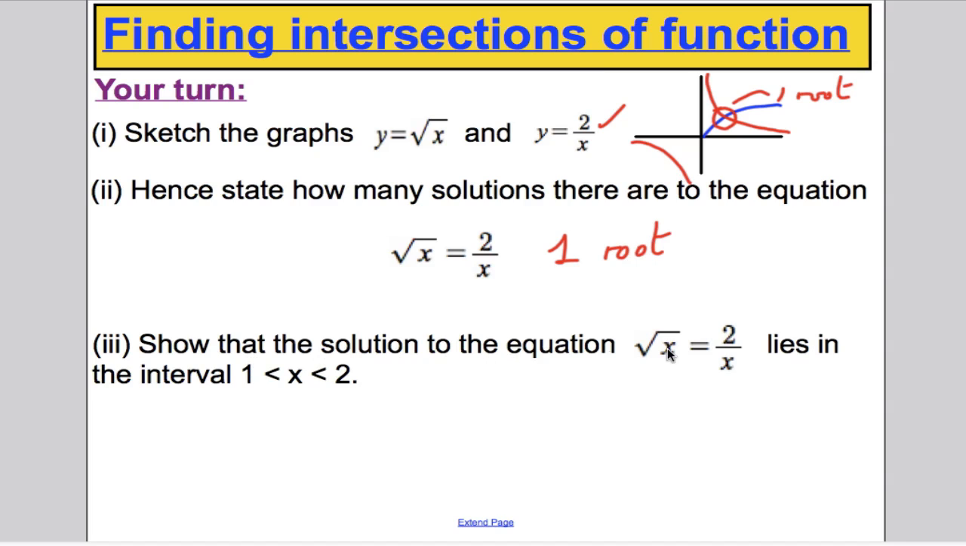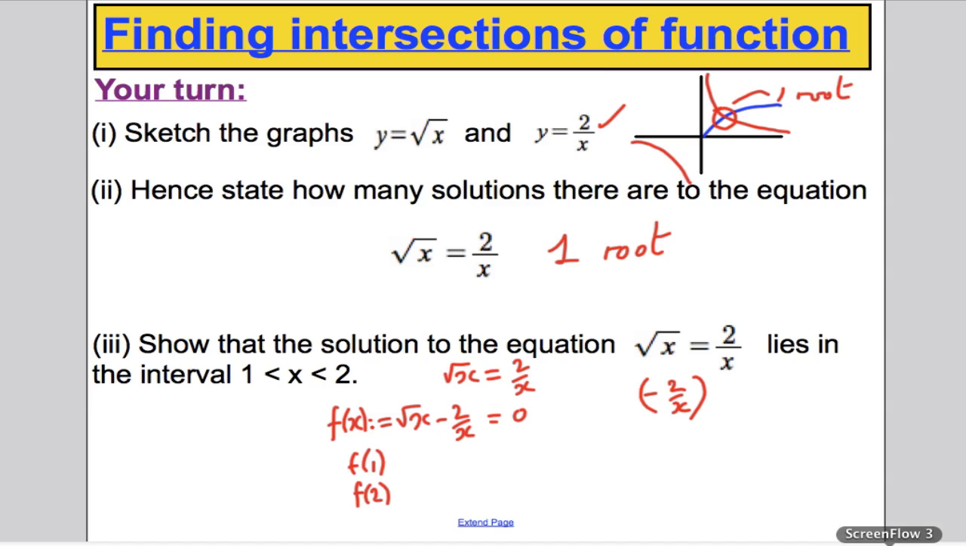Show that the solution to the equation lies between this interval. The first thing you do is write down what you're trying to solve. In order to show that there's a root, you have to make one side 0. So subtract 2 over x off both sides. You have root x subtract 2 over x is equal to 0. And you might call this function something like f of x. Then you want to work out f of 1, and you want to work out f of 2.